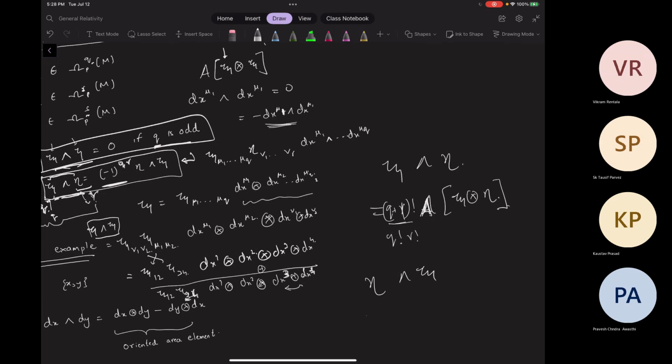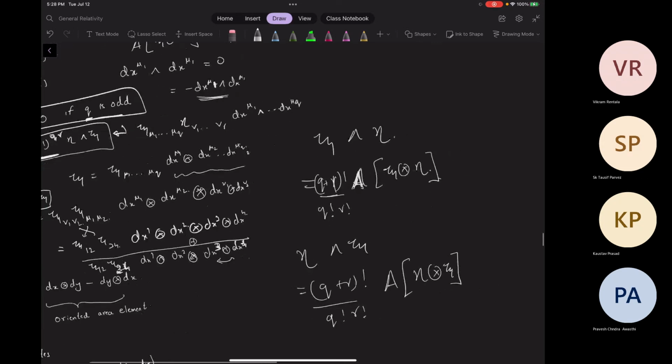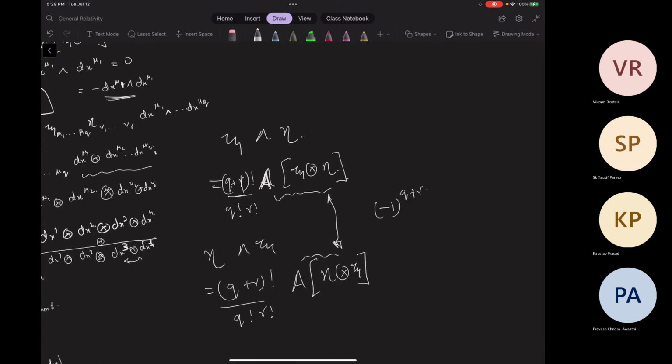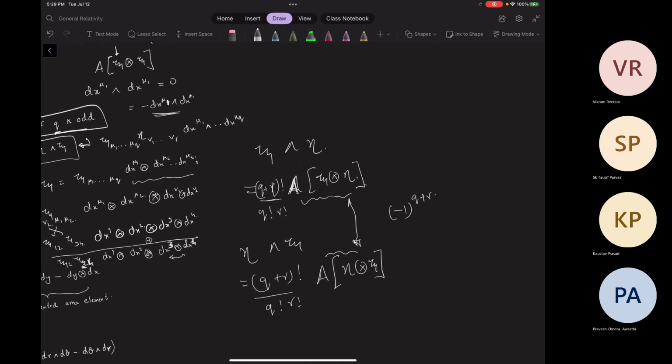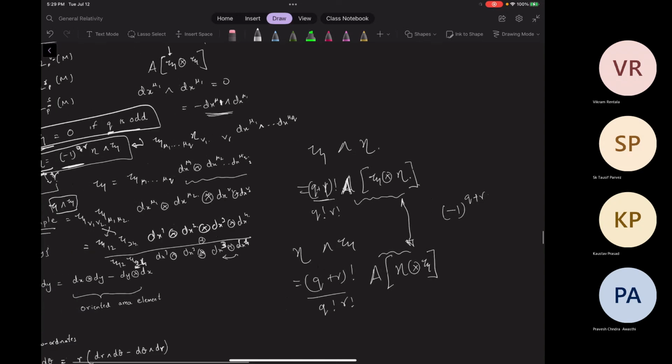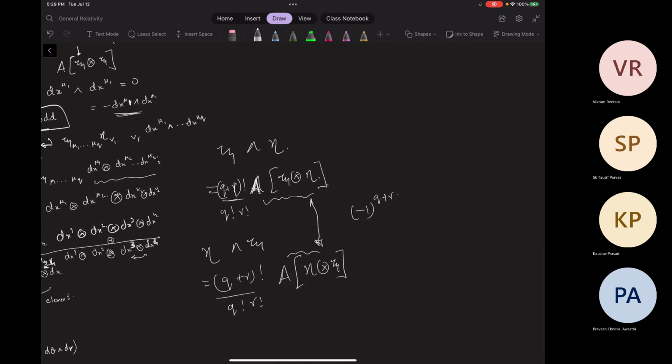And eta wedge psi is q plus r factorial over q factorial r factorial times the anti-symmetrization of eta tensor psi. Now the difference between these two anti-symmetrizations is going to be this sign, -1 raised to q plus r. And the reason is, how to explain this using indices. Yeah, roughly. Let me say this roughly, and then maybe make it more precise later.